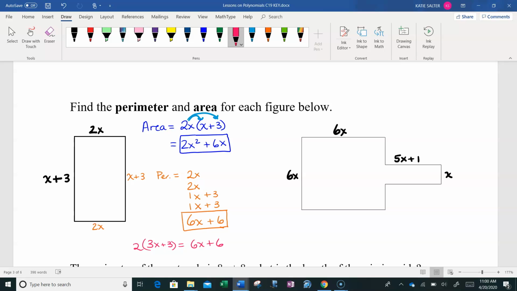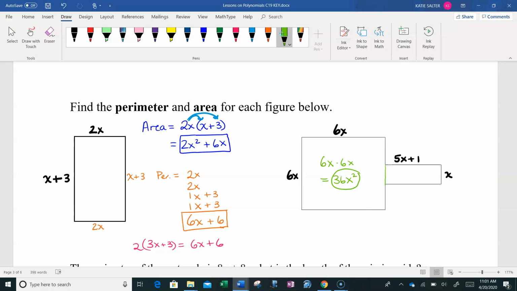All right, so this next one's a little bit more tricky. So let's start out with the area again. To find the area, all we're going to want to do is just chop it into two rectangles. Then we can find the area of each rectangle and then add them together to get the total area. So right here for this part, 6x times 6x, that would end up giving us 6 times 6 is 36, x times x is x squared.